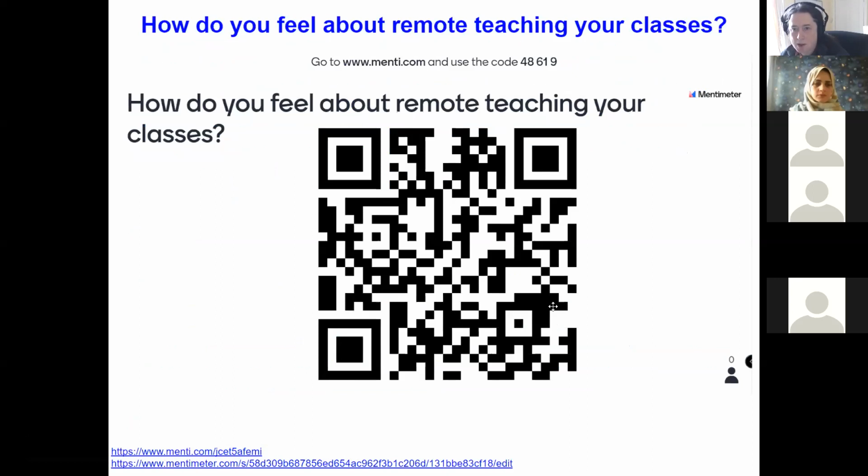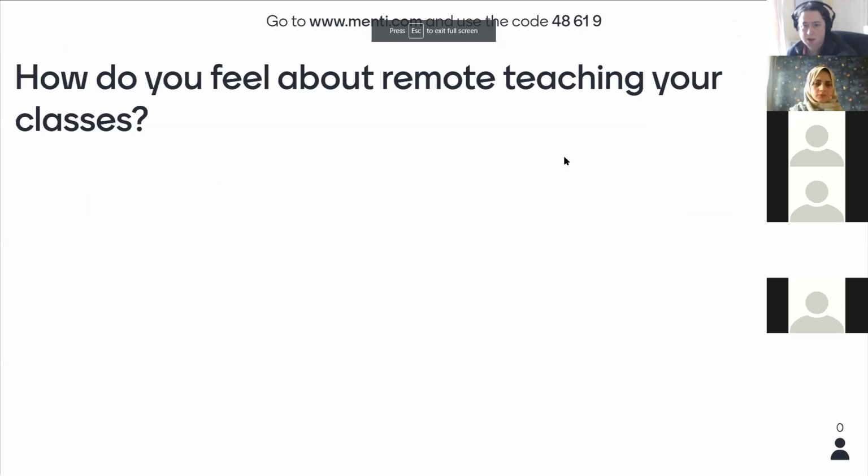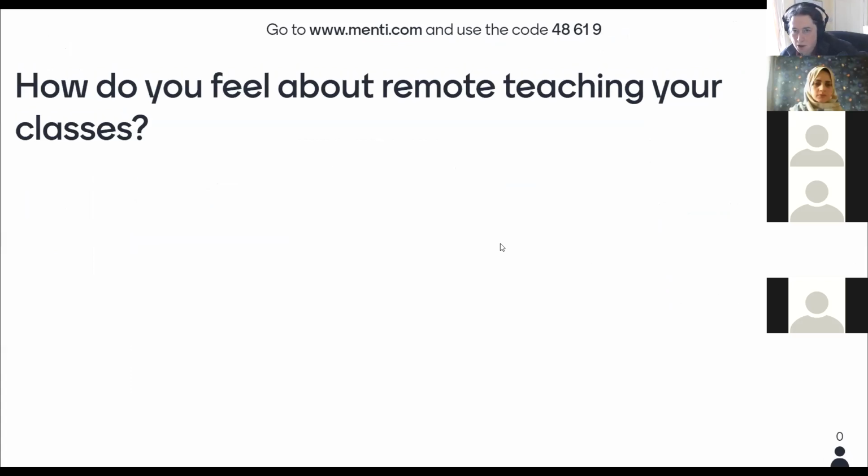So if I come out of my presentation now and I go into Mentimeter and I click on Present, I'm going to show you what this looks like first of all, and then I'll show you how to make your own. So as you can see on the screen, it's asking you to go to menti.com and use the code 48619. So you can either use a second device, or if you want to use the device that you're on right now, if you go into your browser.